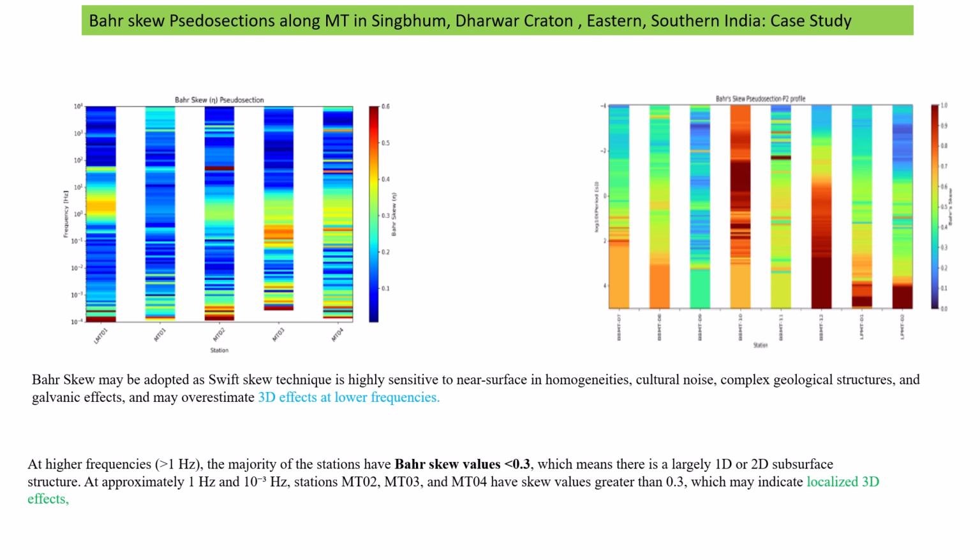So you can see that at higher frequency, same as shift skew, the majority of the stations, these are the stations where the long period magnetotelluric data were acquired, show mostly 1D or 2D structure. But from 1 hertz to 10 to the power minus 3 hertz, that means very low frequency, the stations have skew values greater than 0.3. The red color is indicating the higher values of shift skew, so it is showing the localized 3D effect.